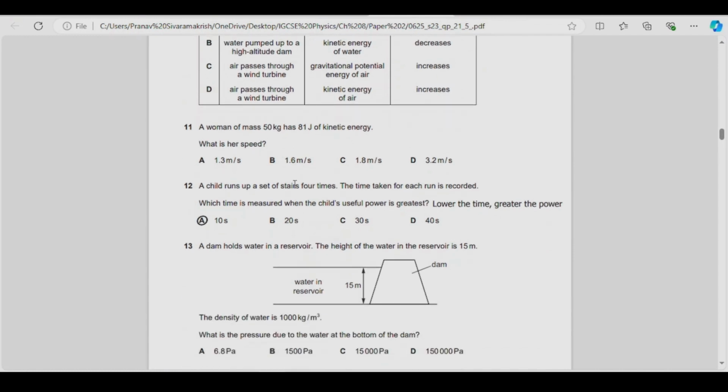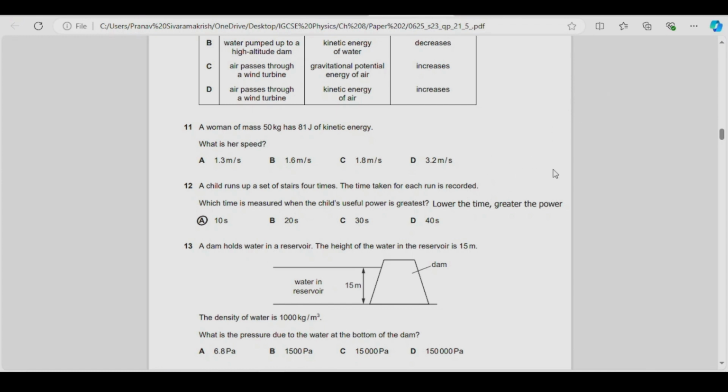A child runs up a set of stairs 4 times. The time taken for each run is recorded. Which time is measured when the child's useful power is greatest? I've given you a number of different time options here. You don't really have any data about the amount of energy that the child gains, and it's easy to get confused. But the important thing to remember is the child is running the same set of steps each time. So the amount of energy that the child gains is going to be the same each time.